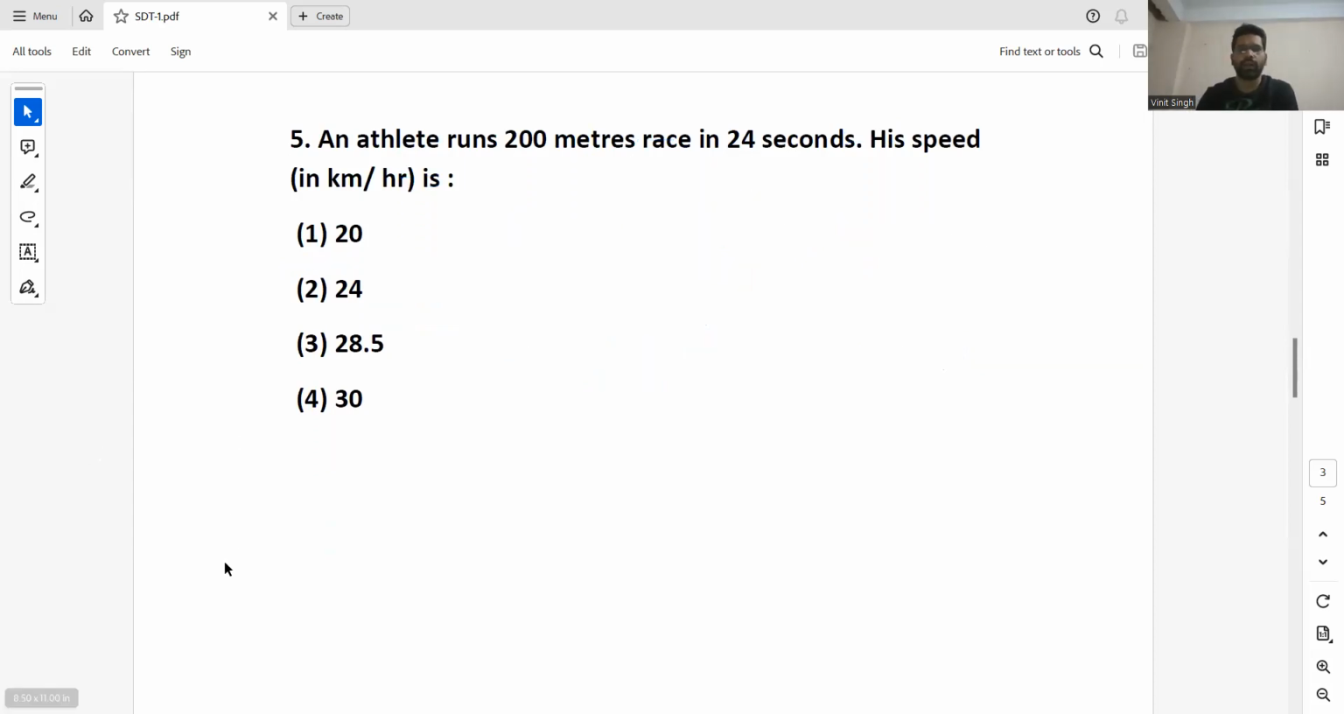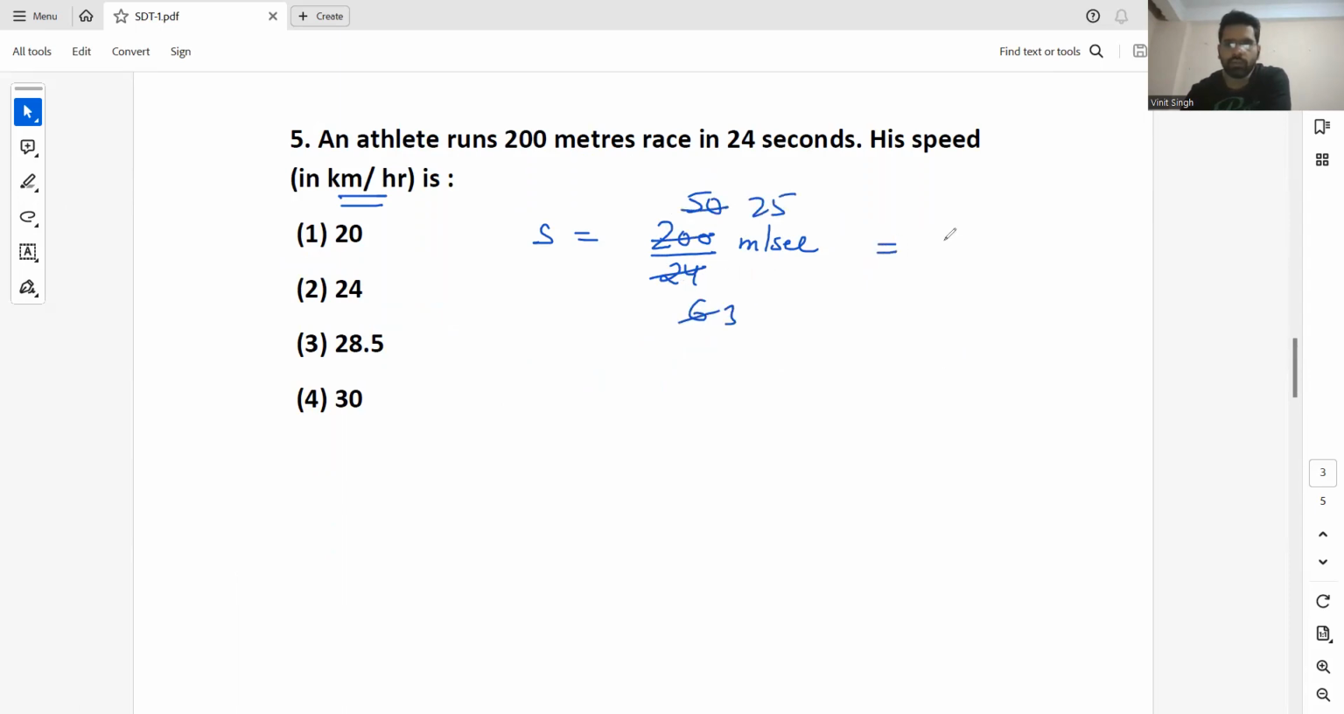An athlete ran a 200-meter race in 24 seconds. Find his speed in kilometer per hour. So speed is equal to 200 meter upon 24. It's meter per second. Now we have to find the speed in kilometer per hour. First of all, we will divide it by 8. Here is 6. Again, 25 by 3. So we will get the speed in meter per second, 25 by 3 meter per second.